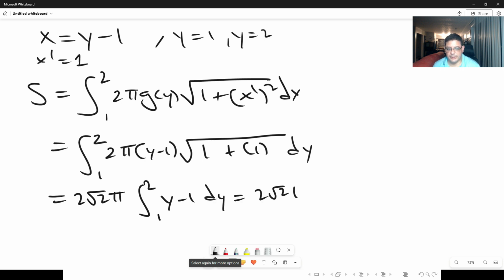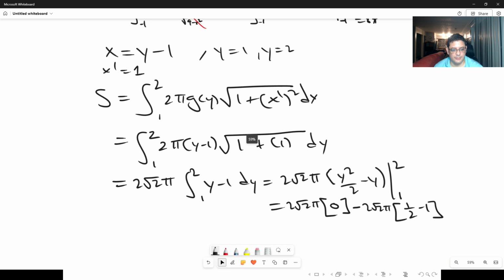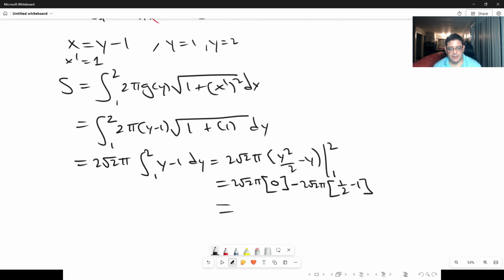So pretty straightforward here. We don't have a lot of things to do. This is y squared over 2 minus y between 1 and 2, and then plug in the different values. When we plug in 2, this is 2 squared, which is 4, divided by 2 is 2, minus 2 is 0, and then minus, when we plug in 1, we get 1/2 minus 1. And so this is 0, and this is minus 1/2, and so this is just going to be plus the square root of 2 pi. And so that's the final measure for the surface area of this function.